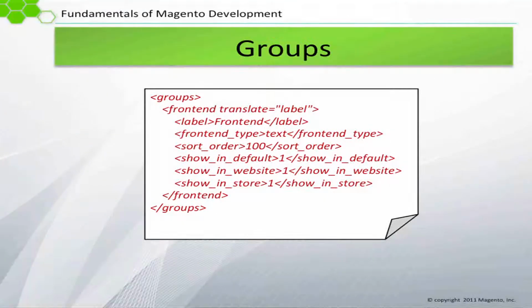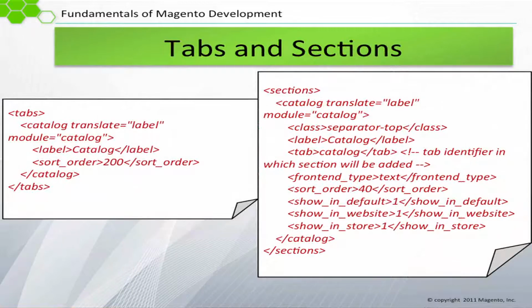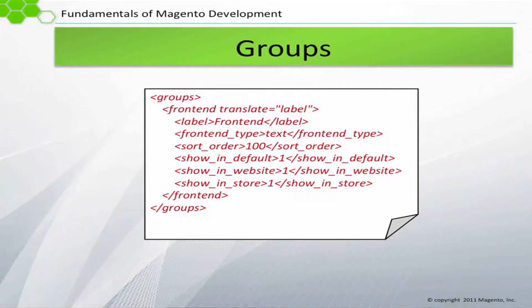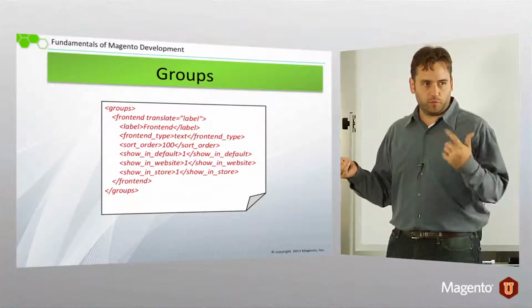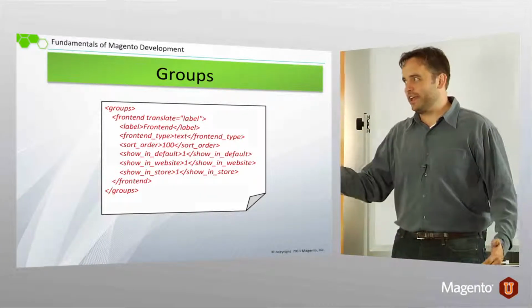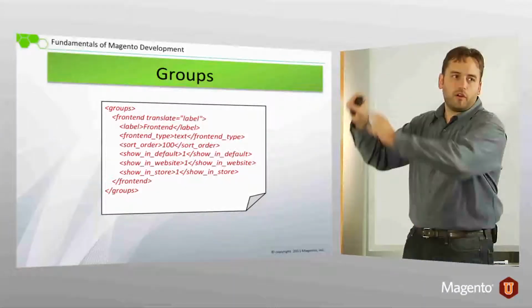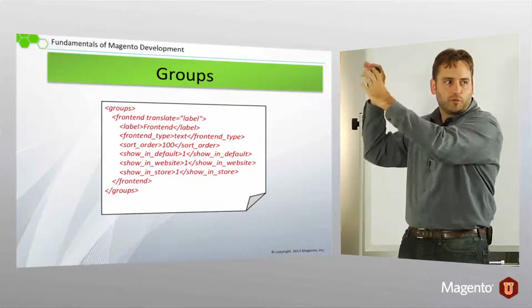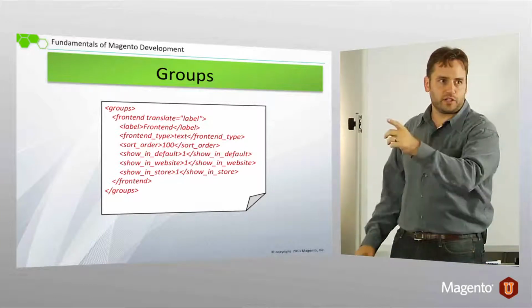Groups, however, are inside sections. So inside our section, catalog, for example, we could declare a group. And here we're declaring another node, in this case front end. Again, we'll set front end type of text to render this value to the screen. Again, sort order and where to show it. So these are the panels, the blue bars on the right when you click on a section.